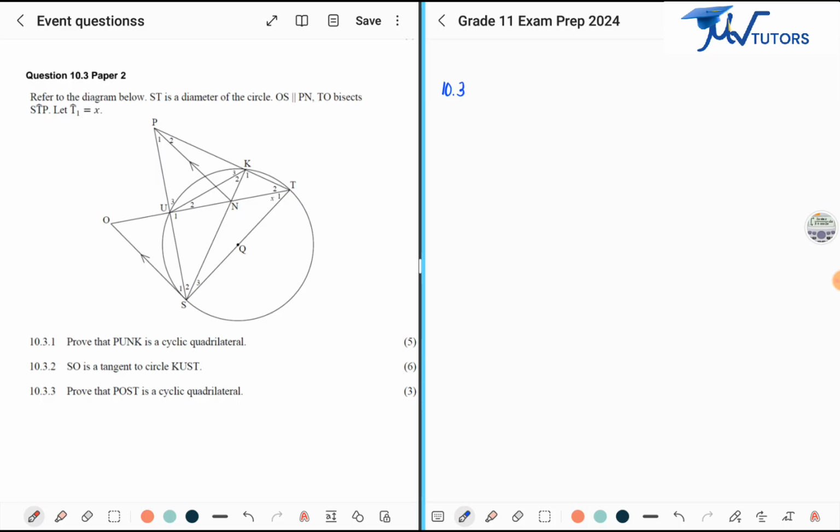So yeah, refer to the diagram below. ST is a diameter. Again, we get excited. ST is a diameter. Which angle is subtended by this diameter? It is U1. So somewhere there on your paper, you can write that U1 is equal to 90 degrees, angle in semicircle.